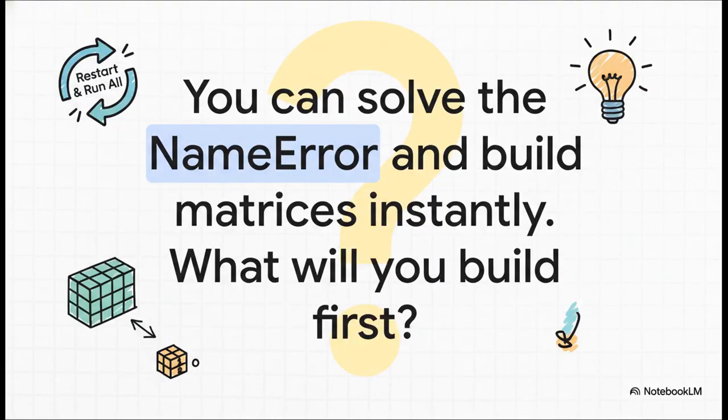So let's wrap this up. You now know exactly why that name error happens when you reopen a notebook, and more importantly, how to fix it in seconds with Restart and Run All. You've also seen how to ditch all that tedious manual typing and use NumPy to create any size matrix you want in a single line of code. So the only question left is, what are you going to build first?